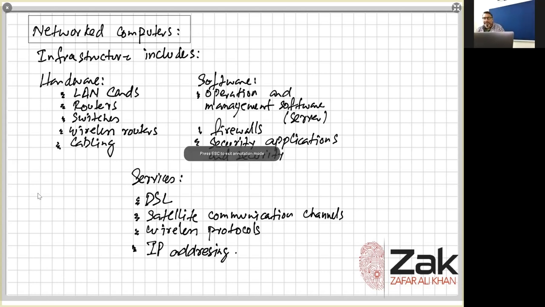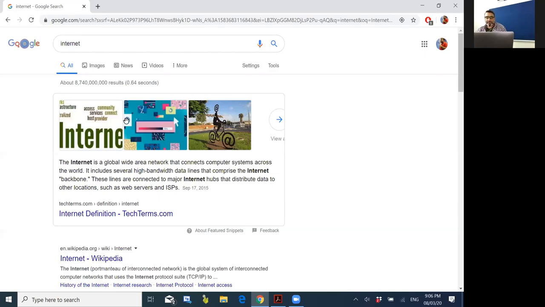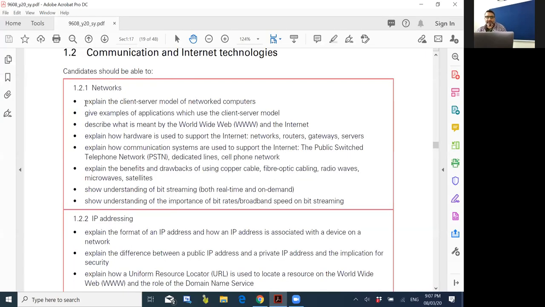So let us start the discussion about this chapter. First of all, it says explain the client-server model of network computers. Now we have discussed what a network is in general terms. So those computers which are networked can form a client-server model. So let's see how.